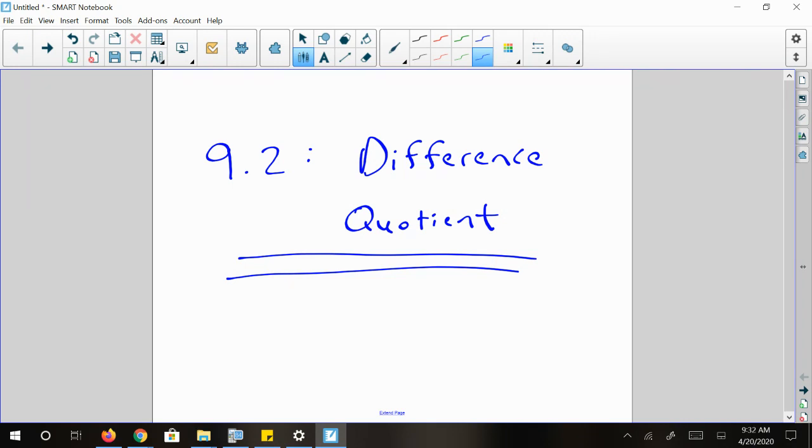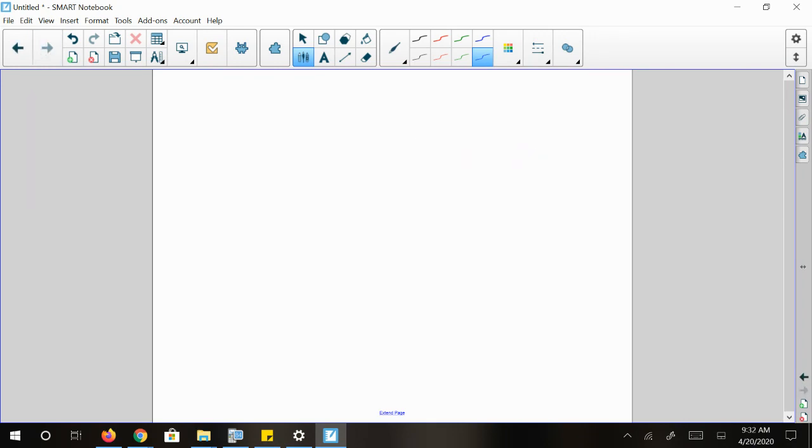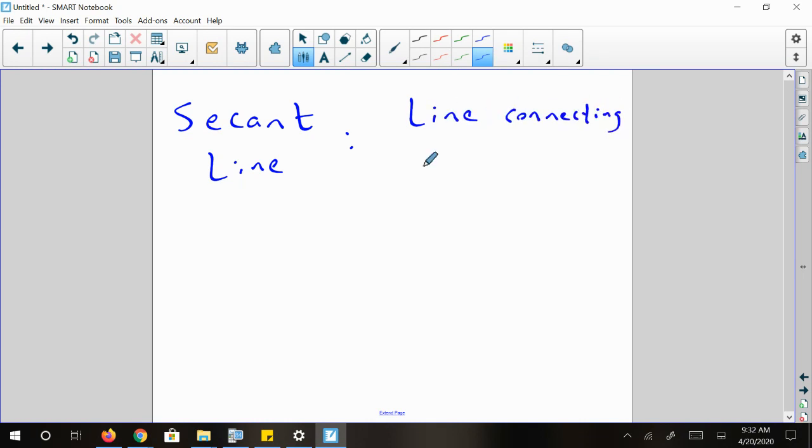So I need to lay out a little bit of vocabulary for you here. First, my first thing that I want to show you, maybe you've heard of this in geometry, maybe not, something called a secant line. All a secant line is a line connecting 2 points along a function. Okay, a line connecting 2 points along a function.